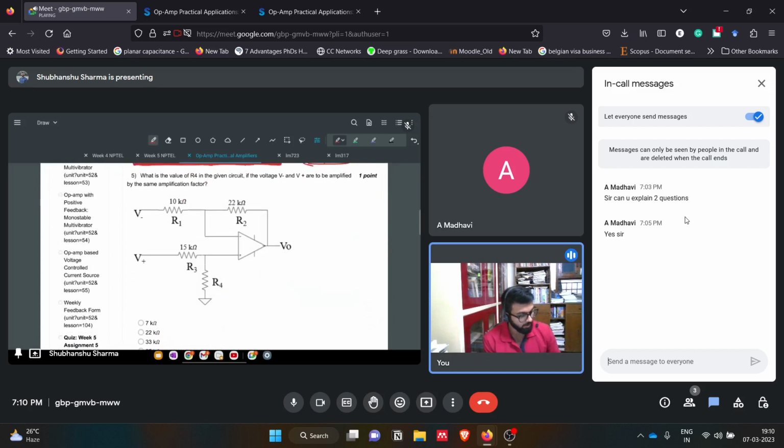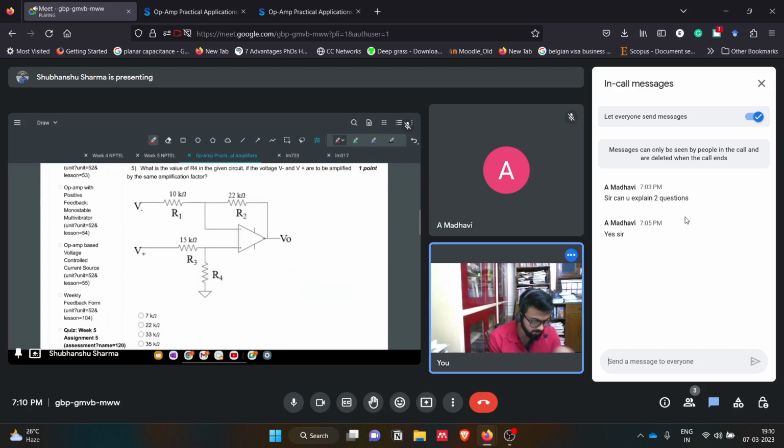Anyway, question 5. This is also a simple question. What is the value of R4 in the given circuit if the voltages V minus and V plus are to be amplified by the same amplification factor? They are simply saying that the V minus and V plus voltages should be amplified using the same amplification factor.